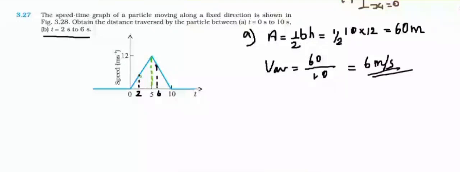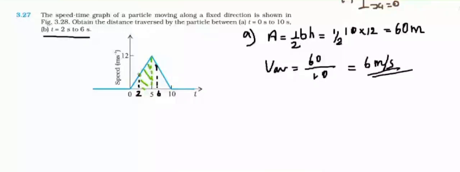So, how can you calculate the distance traveled from 2 to 5 seconds? You can calculate by taking the area of this trapezium. But if you want to calculate the area of the trapezium, you should know the length of the parallel sides.